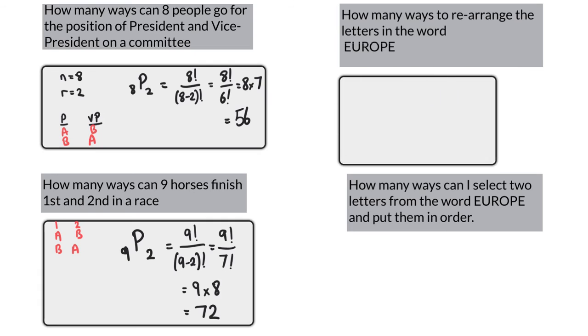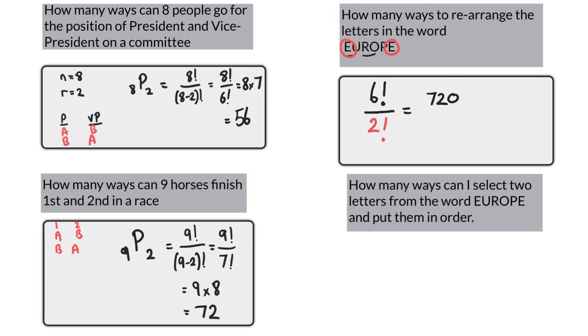Next question, how many ways can I rearrange the letters in the word Europe? Well, Europe has 2, 4, 6 letters, so I know it's going to be 6 factorial if all the letters were different. But I know I've got 2 E's here. I've got an E there and an E there. So therefore I'm going to have to divide that by 2 factorial. And 6 factorial we know is 720. And divided by 2 equals 360.